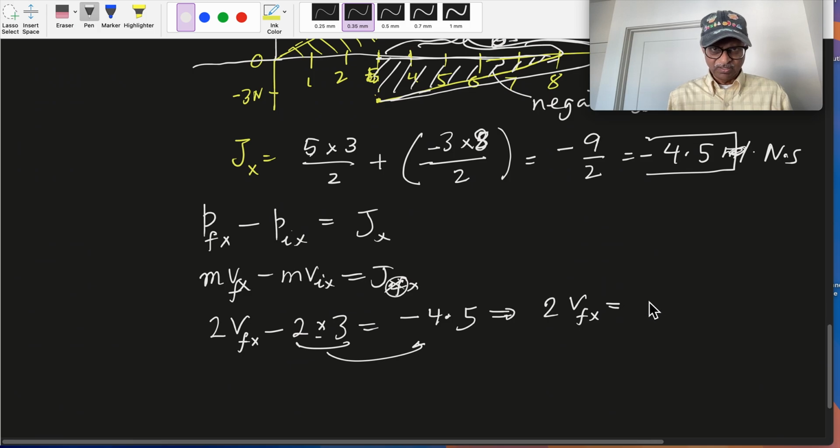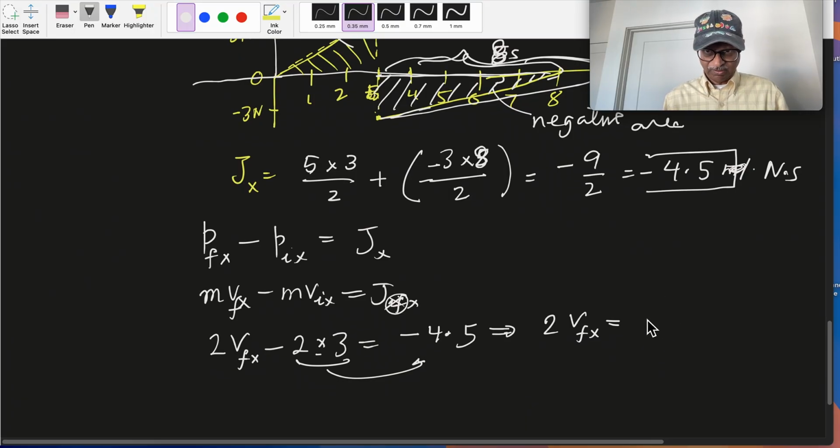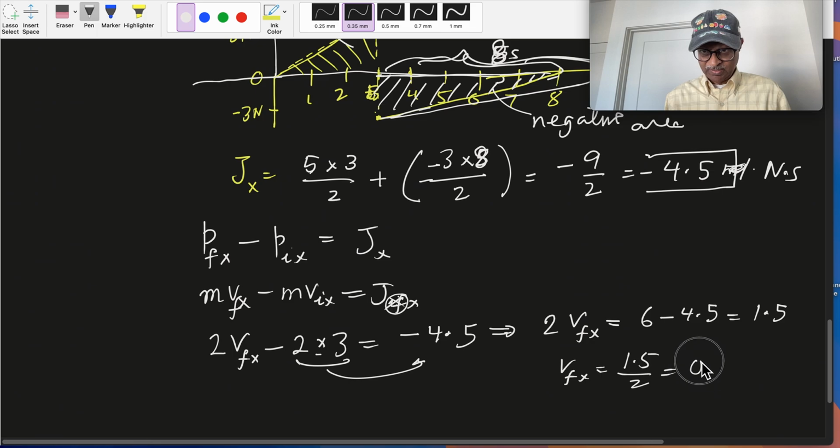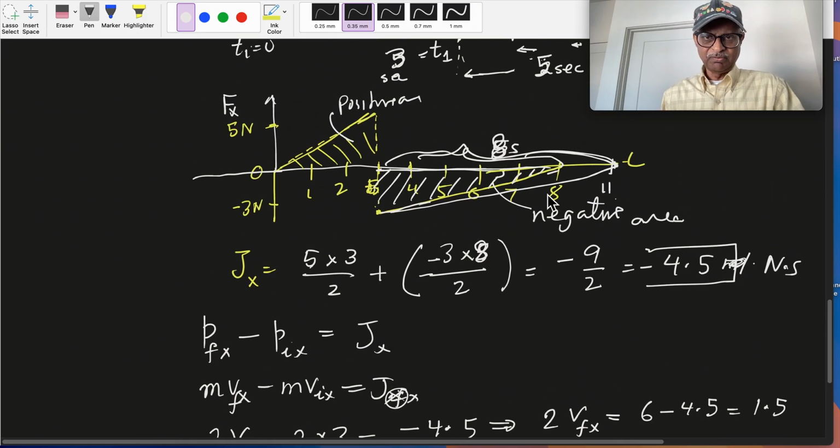2 v final x equals 6 minus 4.5, which is 1.5. So v final x, now it's really slowed down. 1.5 over 2 is 0.75 meter per second. So it's slowed down. The question is, could this be even reversed?